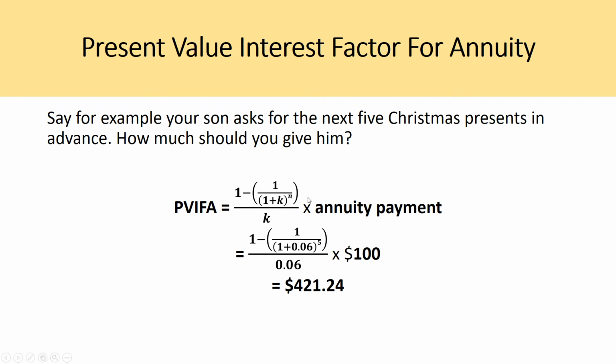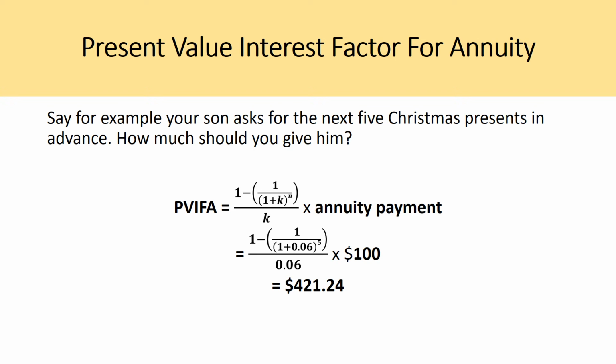And so we use this formula. The annuity payment would be $100. The interest rate remains the same, so it's 6%. And now there's 5 periods. And so we work through this formula to get a present value interest factor annuity of $421.24.